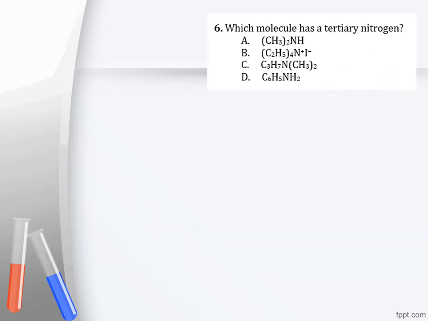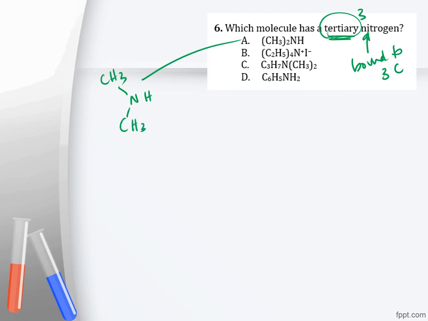Question number 6. Which molecule has a tertiary nitrogen? I'm looking for a nitrogen that is bound to 3 carbons, because tertiary means 3. So let's start with this guy. I've got NH, CH3, CH3. This nitrogen is bound to 2 carbons. That makes it secondary, not tertiary. This is not it. This guy is weird, and so no. Look, it's bound to like 4 carbons. That's not it. Let's look at this guy.